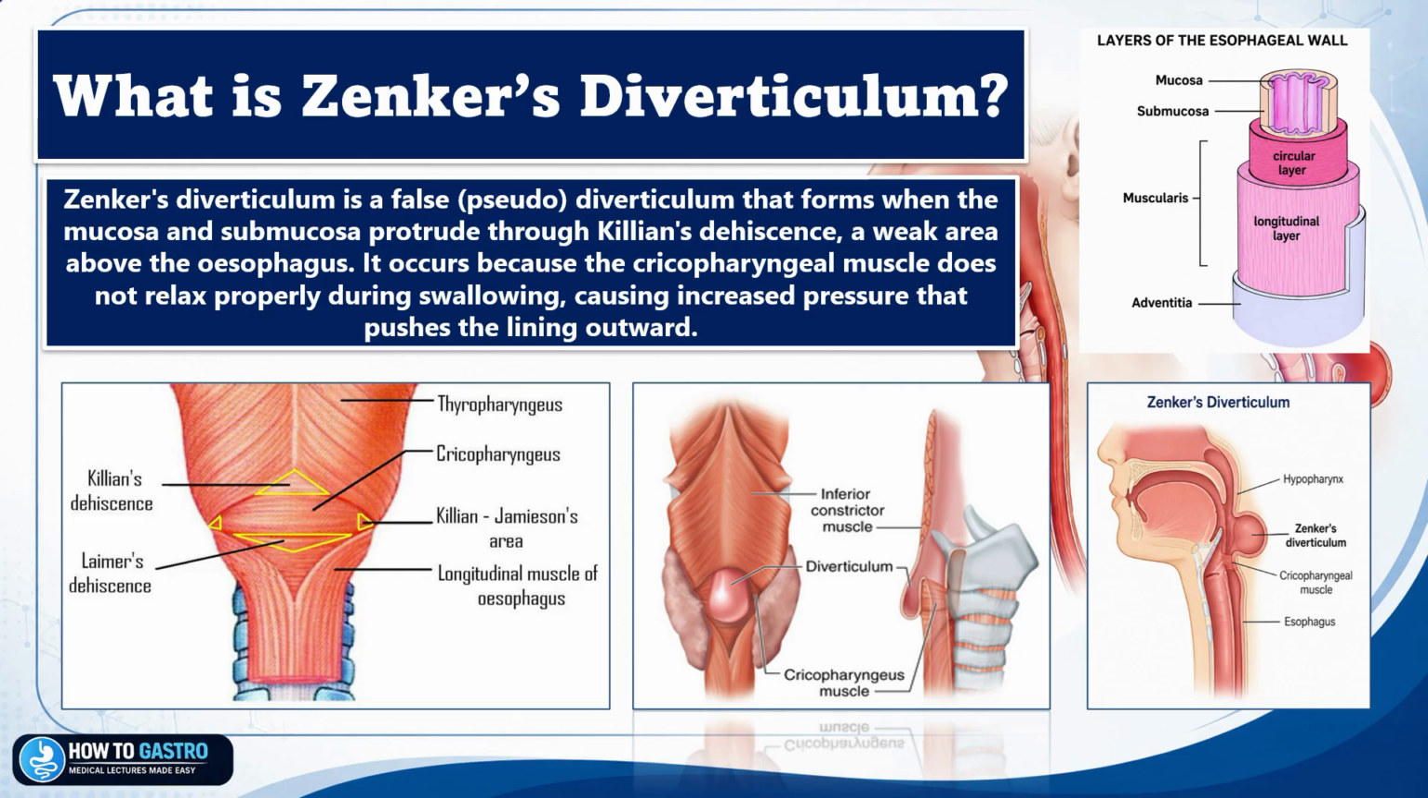Zenker's diverticulum occurs because the cricopharyngeal muscle does not relax properly during swallowing, causing increased pressure that pushes the lining outwards. This is the cricopharyngeus muscle, the muscle in question that does not relax properly, causing increased pressure during the swallowing process. This increase in pressure pushes out those first two layers of the esophagus, and there we have the formation of a diverticulum. So this is what Zenker's diverticulum actually is.